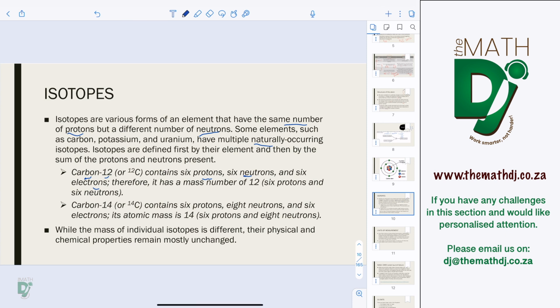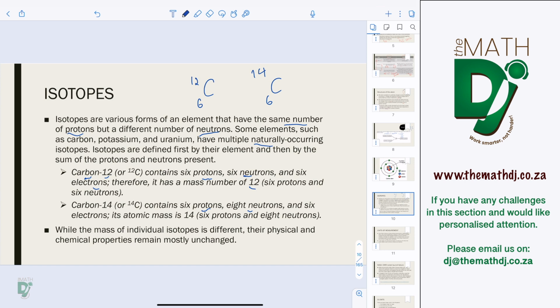Therefore, it has a mass number of 12: 6 protons plus 6 neutrons. But the other version of carbon is carbon 14. It has 6 protons and 8 neutrons. So remember, when you write it, carbon 12 will be written like this, with 12 and 6. Then carbon 14 will be like this.